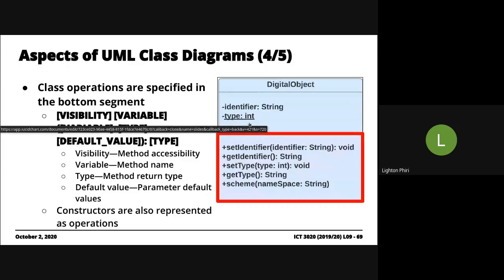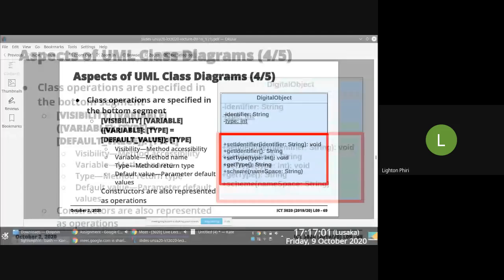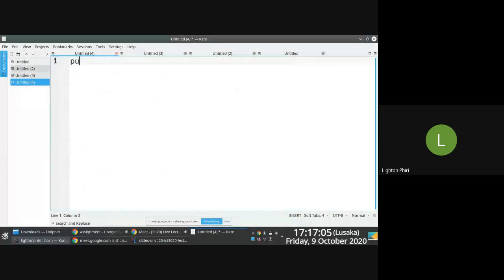And then the variable name is a no-brainer here. We know that it's nothing more than the name that you're going to give to this particular attribute, right? So if you have a class, like if you plan to have a class called, let's say, ICT 3020, for instance, right?